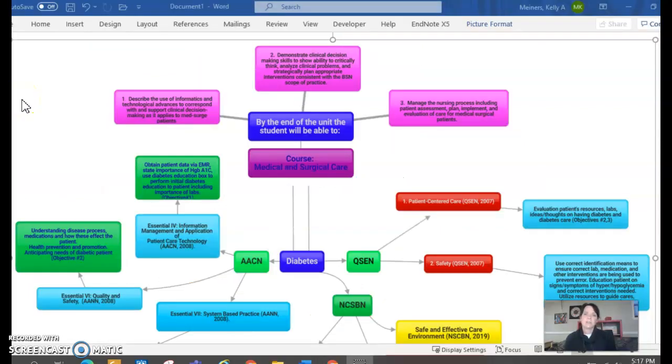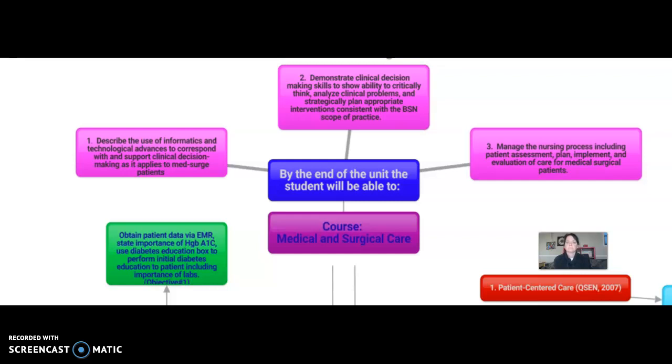So like I said, I chose diabetes, and the course that I find it to be fitted into in the curriculum is a medical and surgical care class. And the objectives that I think are the most important for this topic are that by the end of the unit, the student will be able to, number one, describe the use of informatics and technological advances to correspond with and support clinical decision making as it applies to med-surg patients.